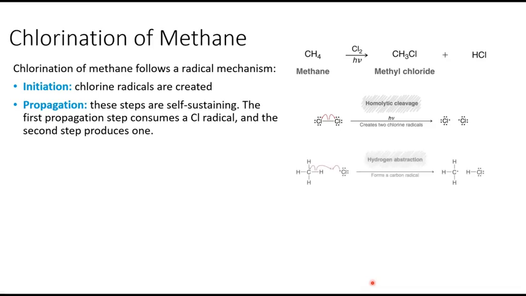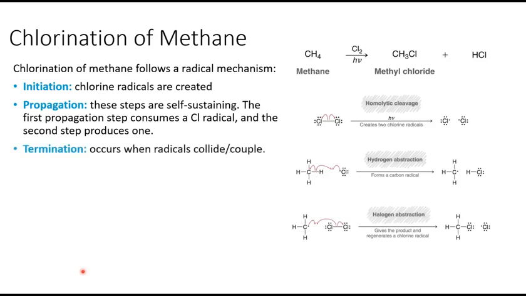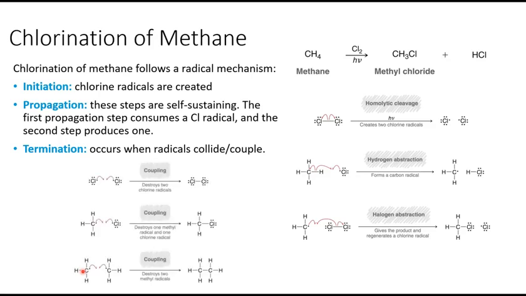Propagation. These steps are self-sustaining. The first propagation step consumes the chlorine radical, and the second step produces one. This is hydrogen abstraction, for example. Here is halogen abstraction. Termination. This occurs when the radicals themselves collide or couple. We can have coupling of 2 chlorine radicals, the coupling of a methyl radical and a chlorine radical, or the coupling of 2 methyl radicals.